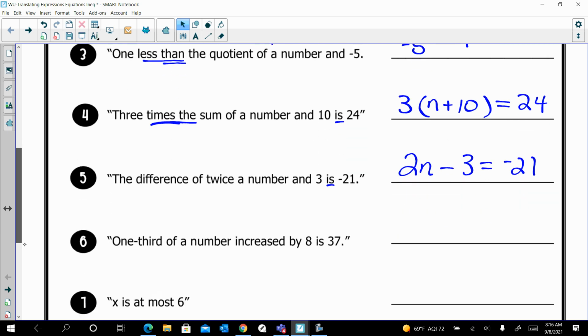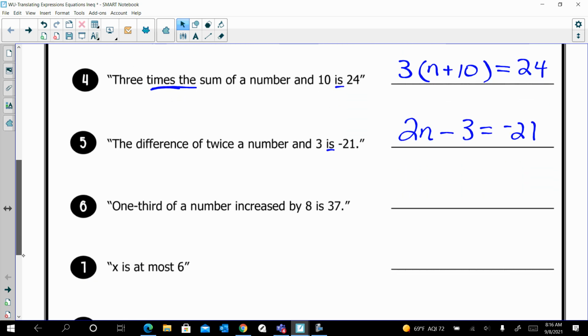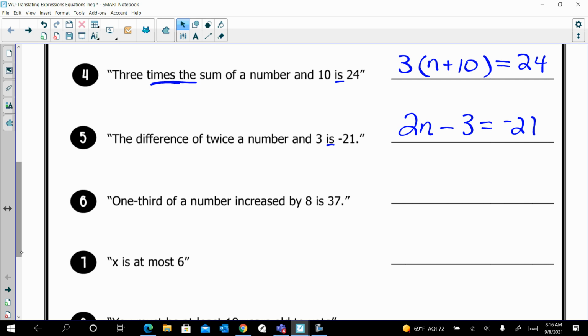All right, now when we get to, oh no, it doesn't start till number 7. All right, number 6, again, we have an equation because the word is. It says we have 1/3 of a number increased by 8. A third is showing multiplication, so it's 1/3 n. Increase is addition, so plus 8 equals 37.